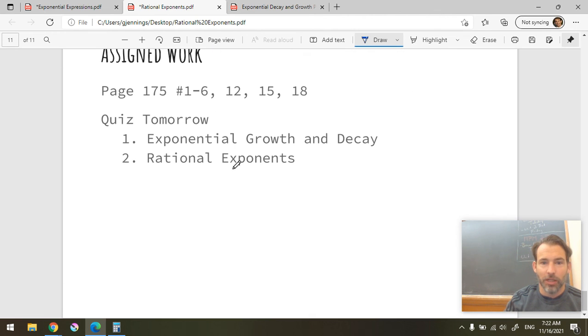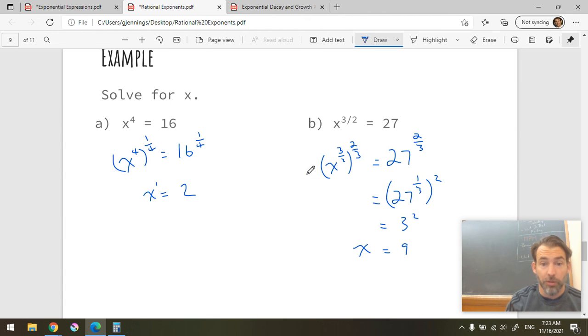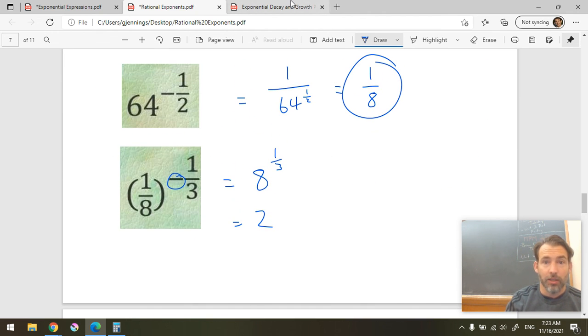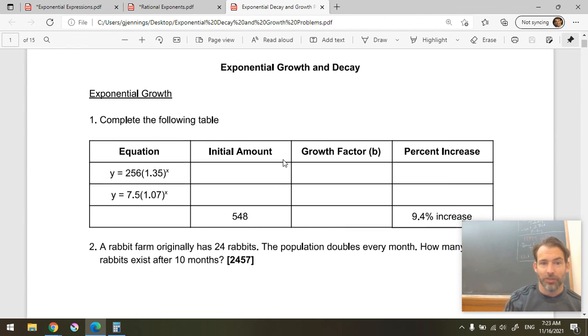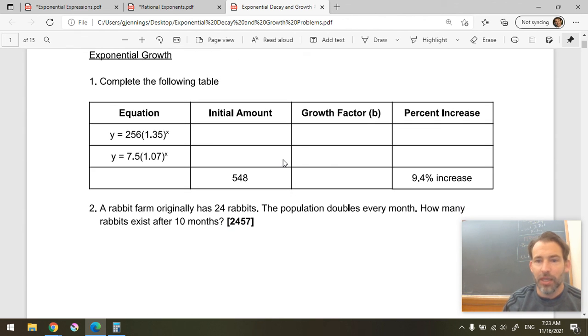Okay, so we have a quiz on exponential growth and decay. We have a quiz on rational exponents and exponential expressions tomorrow. All right, so now let's take a look at these exponential growth and decay questions. Okay, so the biggest issue here is identifying the correct growth factor for your different problems. Okay, the growth factor in this equation is very important.